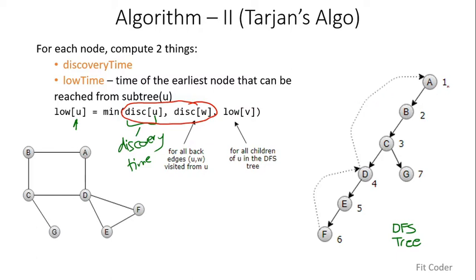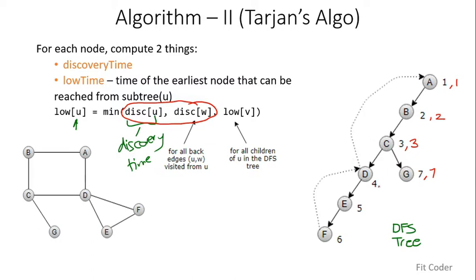So for A, there is no back edge and the discovery time is 1, so it will be 1. For B, there is no back edge and discovery time is 2, so it will be 2. For C, there is no back edge, discovery time is 3, so it will be 3. For G, no back edge, it will be 7.